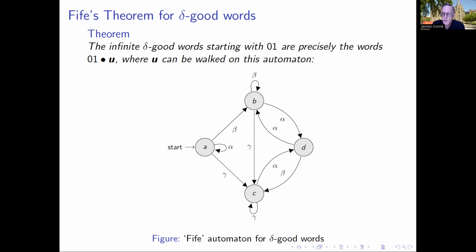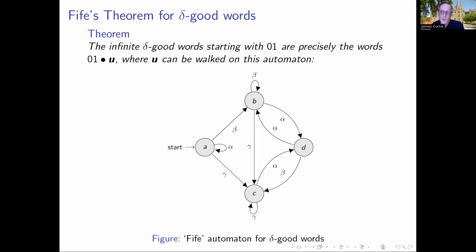If you want to have an infinite overlap-free word, it is created in much the same way. We start with a finite word, we bullet it with an infinite string of alphas, betas, and gammas, and we produce an infinite word. And then an automaton characterizes exactly which sequences of alphas, betas, and gammas give us the overlap-free words, in this case here, the delta good words.